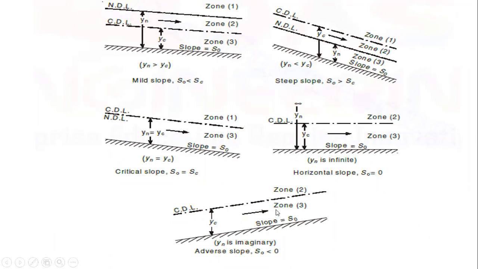And for horizontal and adverse, again there exist two zones, region 2 and region 3 for both of them, and they can't sustain uniform flow conditions. That part we had seen.